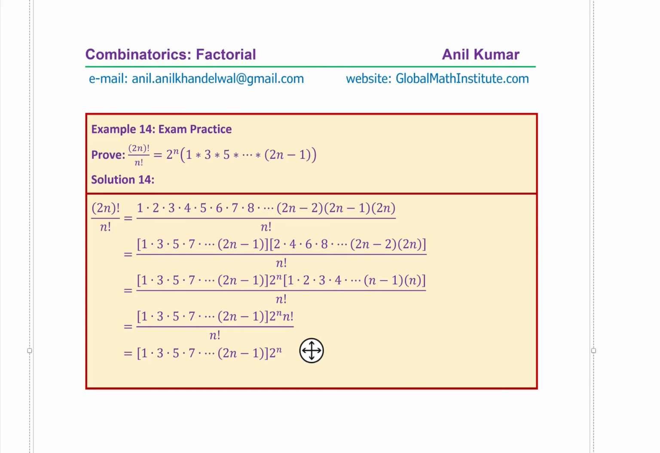This is one of the most interesting questions in the series, which says, you need to prove 2n factorial divided by n factorial is 2 to the power of n times the product of odd numbers. So this is an odd number series. Do you see that?